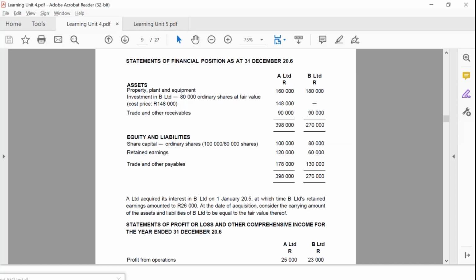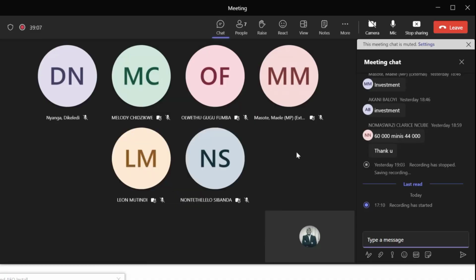The amount at the date of acquisition. Good. So it's 26,000. What else do I debit? I'm preparing the pro forma consolidating journal entries. What else do I debit? Okay, what do I credit? What am I crediting then?